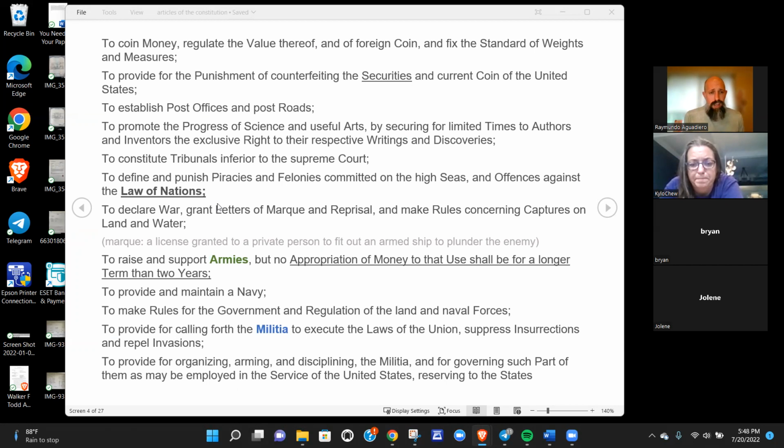Interesting. Okay, here's something in the next section. Congress has the power to raise and support armies, but no appropriation of money to that use shall be for a longer term than 2 years. So when Congress raises money for the army, the budget is only for 2 years. Congress has the power to provide and maintain a navy. Congress has the power to make rules for the government and regulation of the land and naval forces.